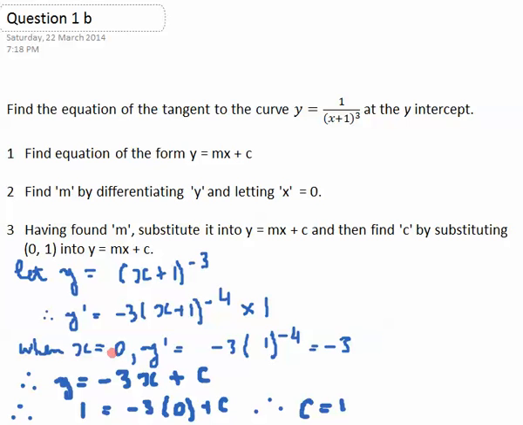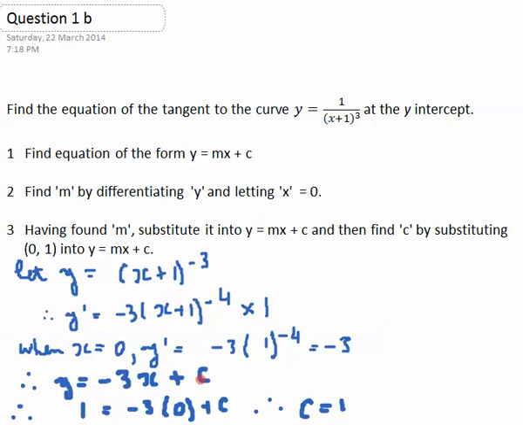So when x is 0, y dash is equal to negative 3. So we're letting x equal 0 there. We've got negative 3 times 1. 1 to the power of anything is still 1. So this is all going to come to negative 3. Okay, so y equals negative 3x plus c. That's what we've found out so far.